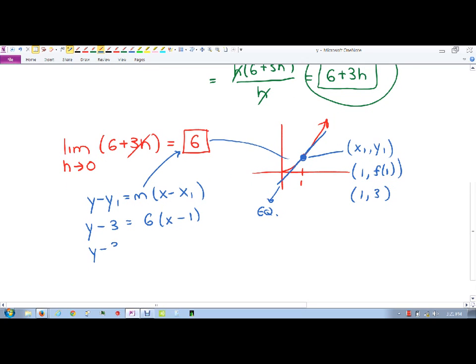I could go further and put it in slope-intercept form. That means distribute the 6 through and then solve for y. So I'll add 3 to both sides now. There you go. So that should be the equation of the line.